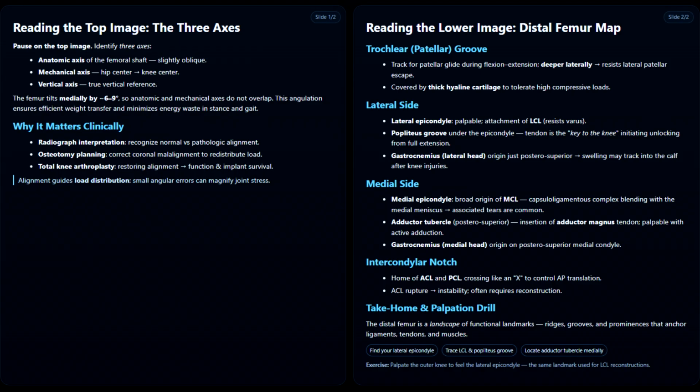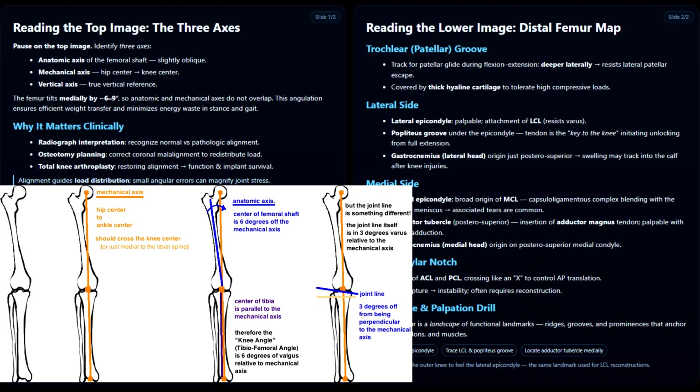First, pause a moment at the top image. Notice the 3 axes: the anatomic axis of the femoral shaft, which runs slightly oblique, the mechanical axis, passing from the hip to the center of the knee, and the vertical axis. See how the femur tilts inward by about 6 to 9 degrees. That's why the anatomical and mechanical axes don't perfectly overlap.